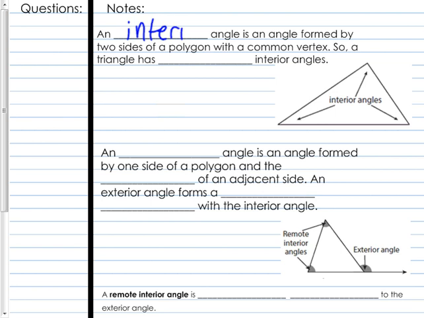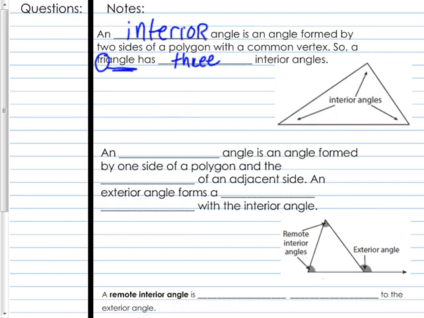Interior is the word inside. It's inside the triangle. So a triangle has three interior angles. Think about the word triangle. It has three interior angles.